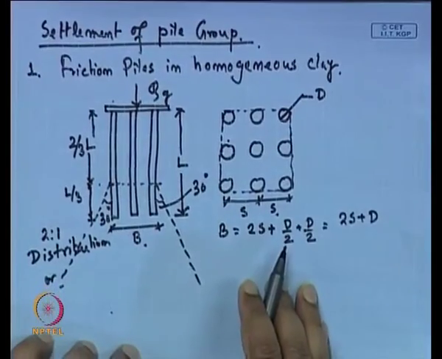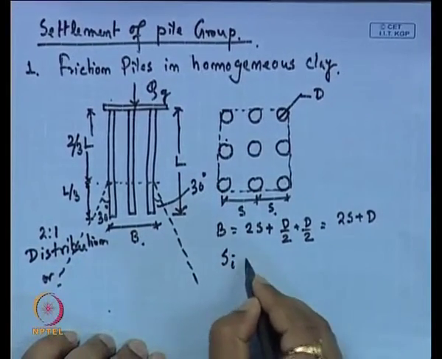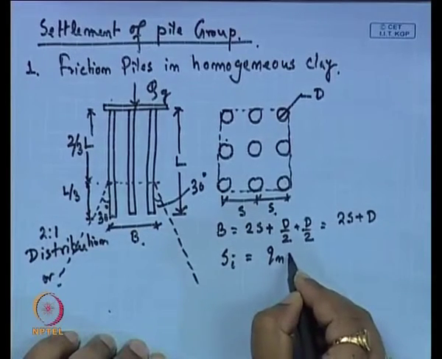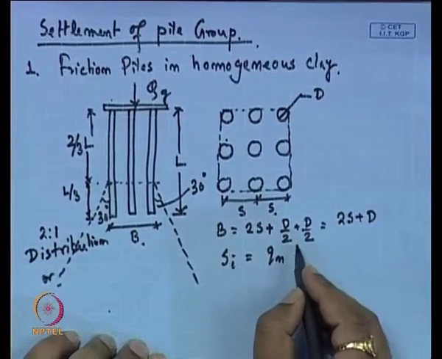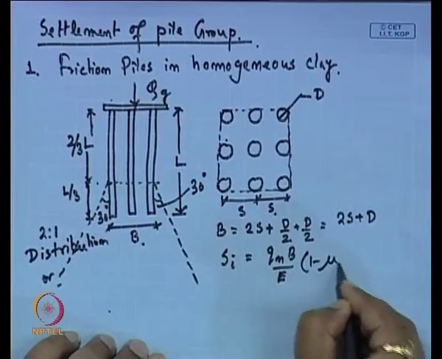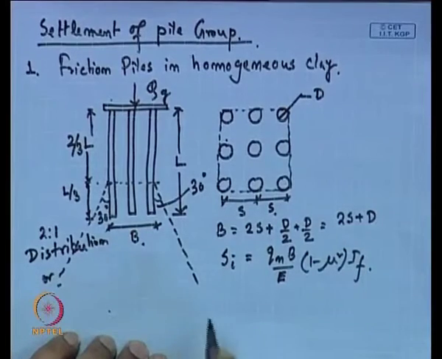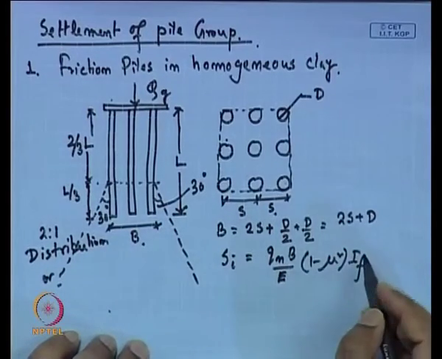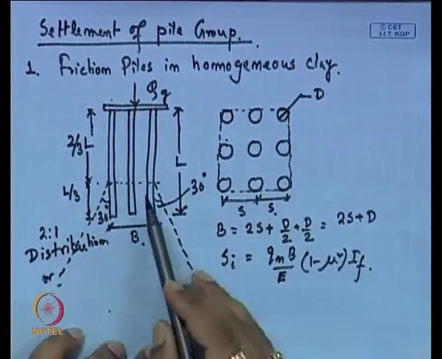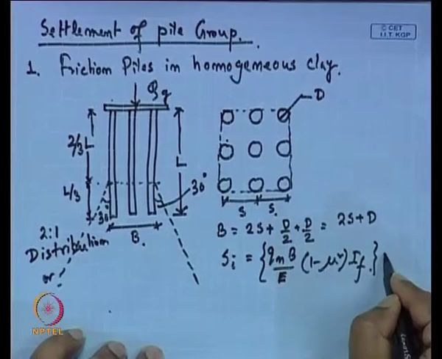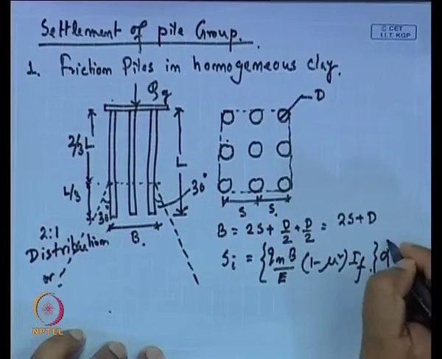Now, the calculation of the settlement is the same as for the immediate settlement, S_I, this value will be again Qn into B by E, 1 minus mu squared, into I_F, where I_F is the influence factor. So, those things are the same as the shallow foundation bearing capacity calculation. Now, here we have to again multiply it by the depth factor, say alpha, where alpha is the depth factor.